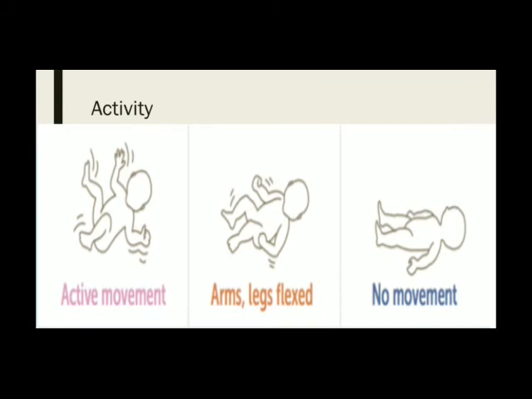Now coming to activity. If the baby shows active movements, then we will give score 2. Secondly, if the arms and legs are flexed, as you can see from the figure, then in the flexed case, we will give score 1. No movements, score 0.